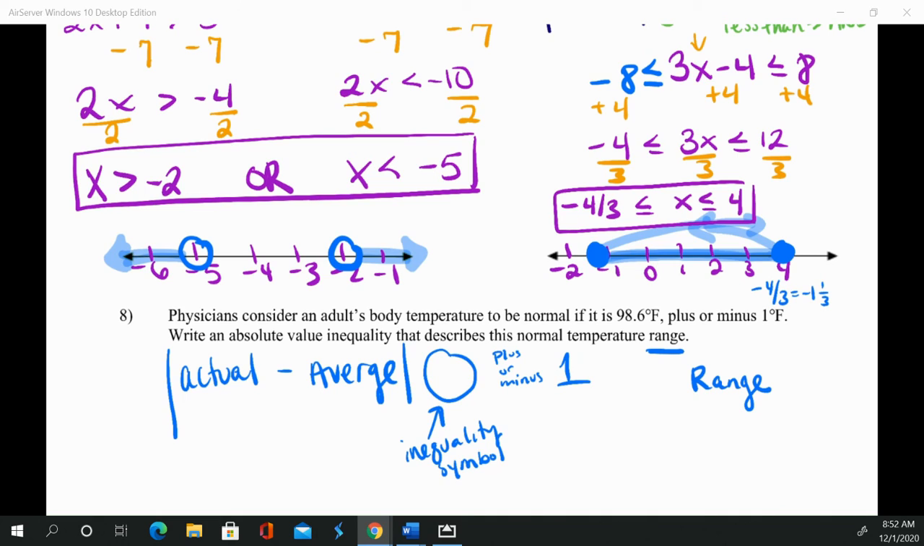So let's think about this in context. Your body temperature is in the normal range if it's 98.6 plus or minus 1. That means it's normal between 97.6 through 99.6. So range means and. Now 97.6 and 99.6, those values are included in the range. So the inequality symbol is going to be less than or equal to, because those values are included, we have to set it equal to.